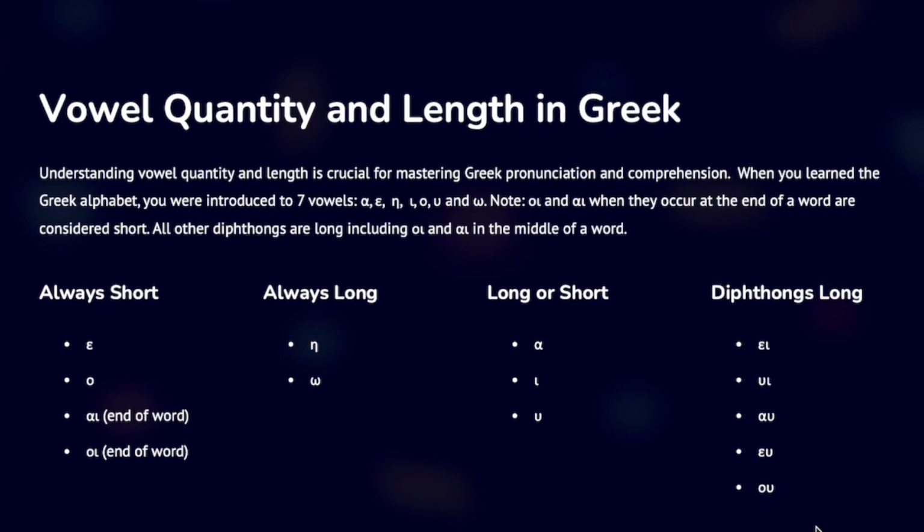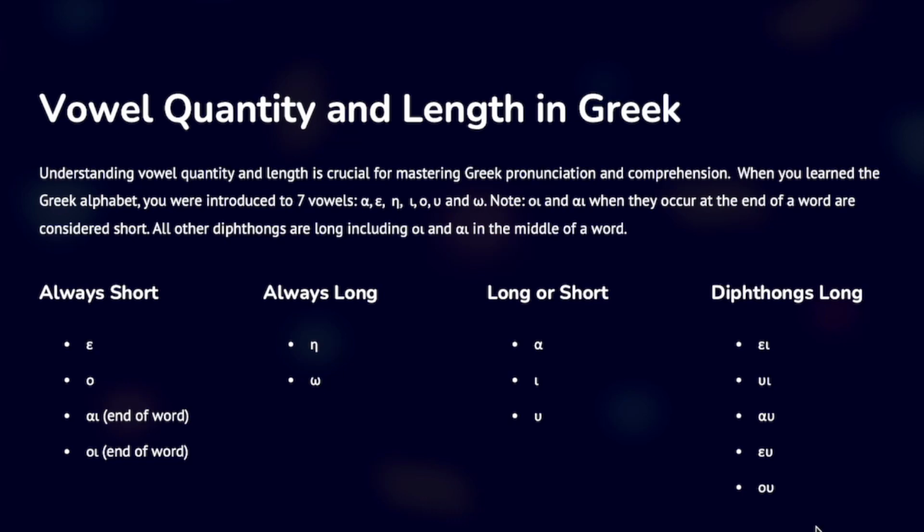They take less time to say than their counterparts. On the other hand, eta and omega are always long and pronounced as a and o respectively. These are the eta and the omega, longer versions of the epsilon and the omicron. Now, why is this important? This is important because the rules of accentuation are contingent upon the length of the last vowel of Greek words. And so it's important that we understand this.